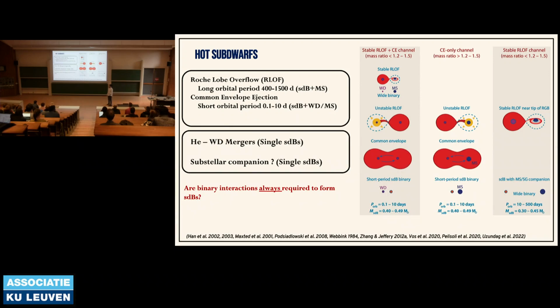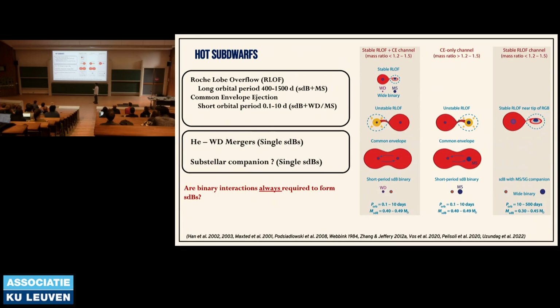So the current consensus is that we perhaps always need binary interactions to form these types of stars. And these two channels create around 60 to 70% of the whole population. And it seems that around 30%, or 1/3, of the population seems to be single. For those single sdBs, two channels have been proposed. One of them is two helium white dwarf stars merging with each other, and what is produced is half of the Sun with a core helium burning star.